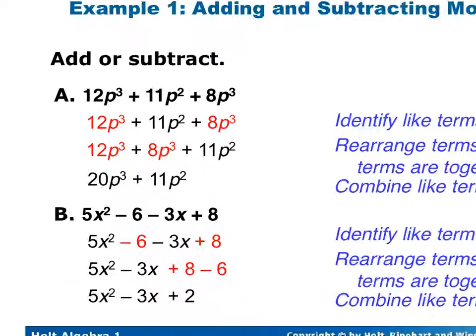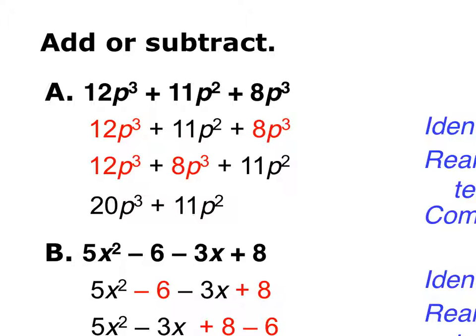So in example A here, the only like terms that I have that I can group are going to be the 12p to the third and the 8p to the third. Notice they've turned them into red, and then they're going to group them. I don't need to see you group them next to each other, as long as you can realize that I'm grouping these two together, and 12 plus 8 is 20.